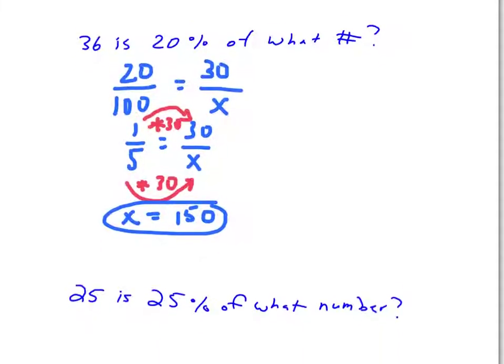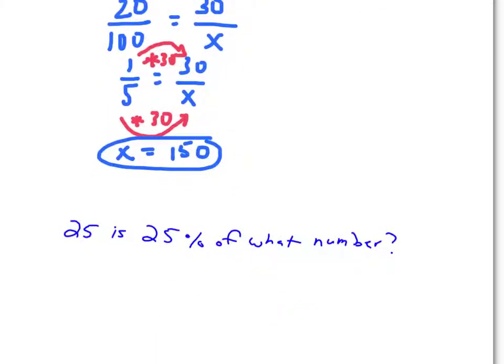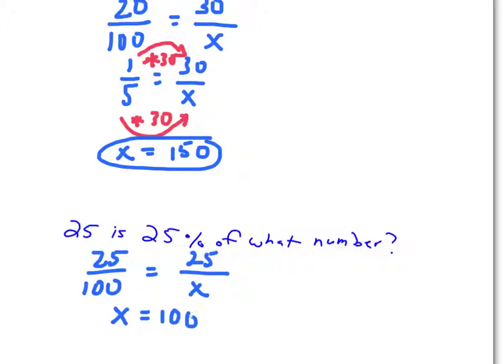Let's see if there's another problem. Okay, next problem on this page is 25 is 25% of what number? So let's turn the 25% into a fraction. And since it's of what number, there's x. Let's put the 25, and then we put the 25 in the numerator. Since 25 and 25 are the same number, x has to equal 100. So that's an easy one.